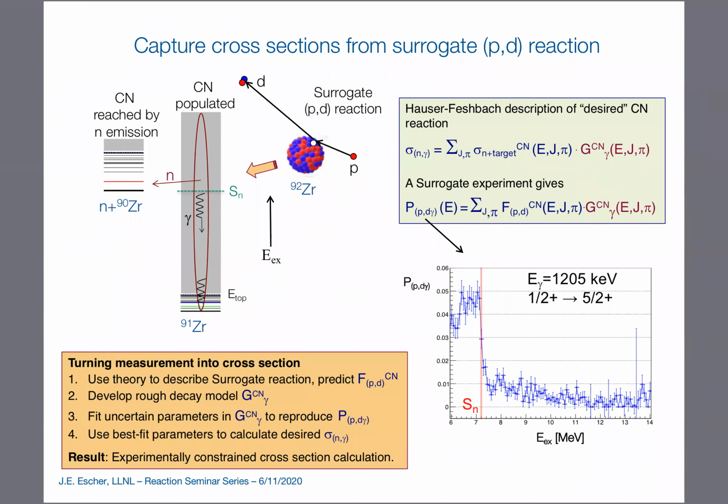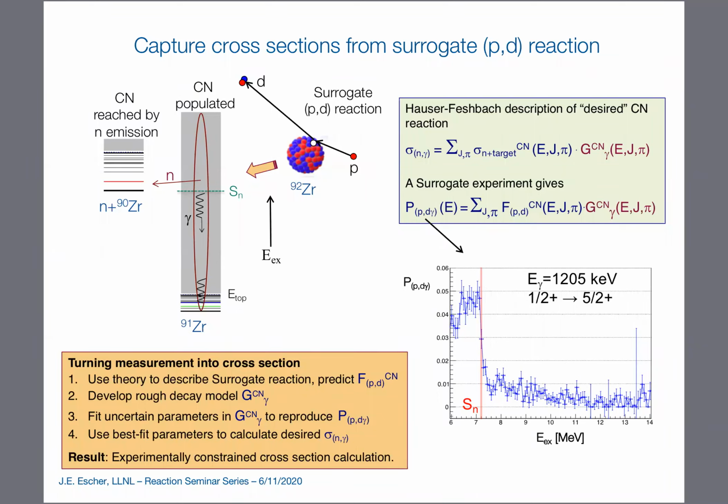So here on the top left-hand side, you see again the case of a compound nucleus. We want to do this first for a benchmark. So we chose neutron capture on zirconium-90. That cross-section is known. If you do neutron capture on zirconium-90, the compound nucleus is zirconium-91, and you make this compound nucleus above the neutron separation energy, which is in this nucleus 7.1 MeV.